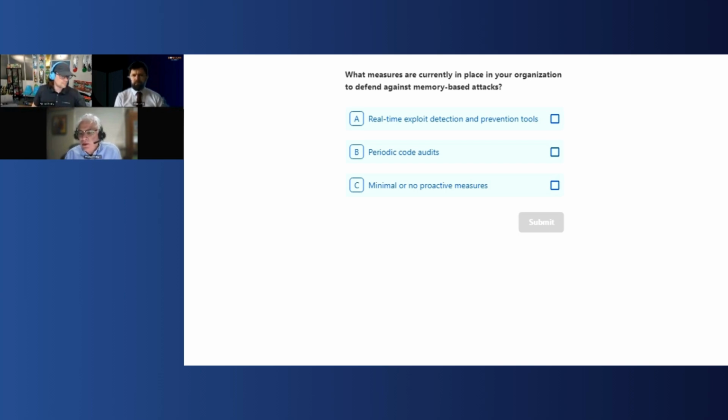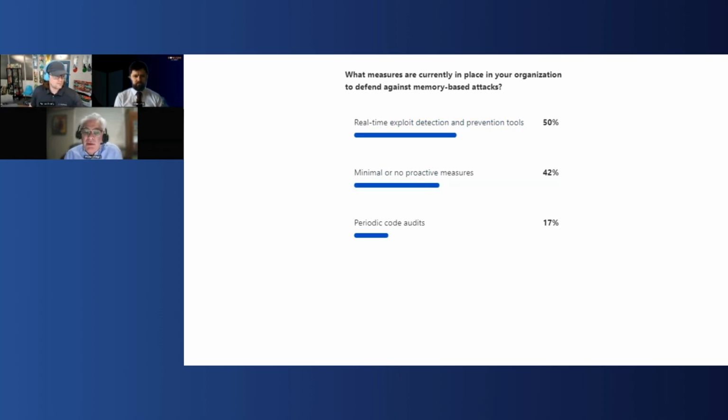Yeah, and let's take a look at the results of our poll. It looks like about half of us are doing real-time exploit detection and prevention tools, but sadly, 40% say minimal or no proactive measures at all. Surprising there? Yeah, I agree, Patrick. Sorry, I'm like, what? No. Yeah, that's a sad answer, but it's the truth, right?